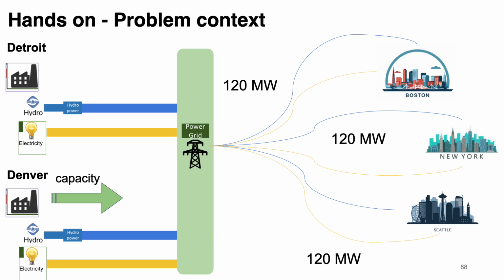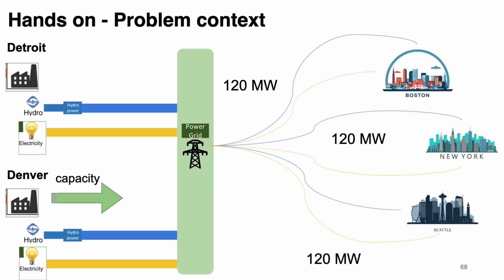First, let's look at the outgoing routes from Detroit. As you can see, the transmission lines from this node have specific physical limitations. The route to Boston has a maximum capacity of 100 megawatts. The route to New York is capped at 80 megawatts. And the long-distance route to Seattle can handle up to 120 megawatts.